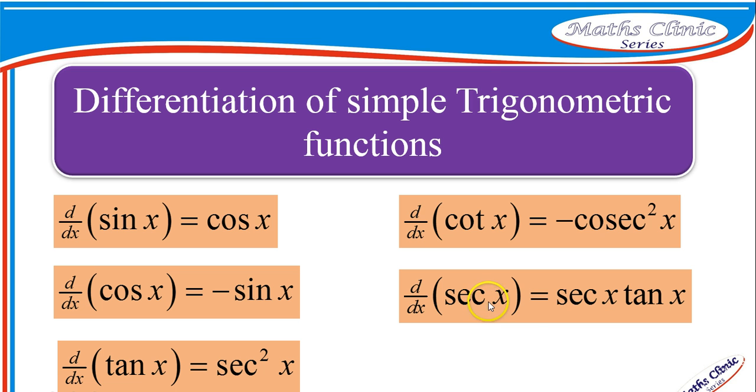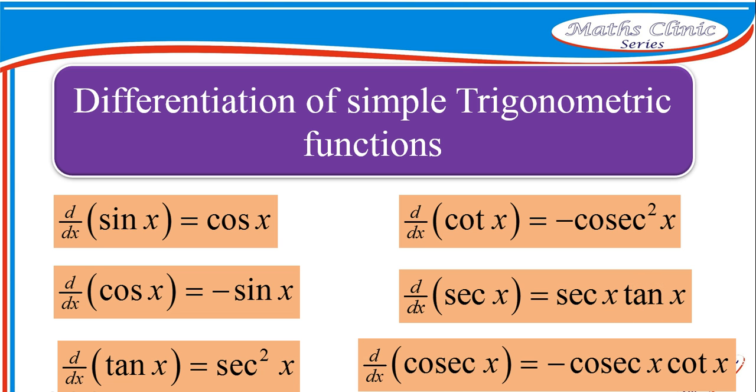If you differentiate sec x, the result will be sec x tan x. And finally, if you differentiate cosec x, you get negative cosec x cot x. We'll prove one of the ratios, maybe sine x or cos x, to see whether it really is true. We use the first principle to differentiate sine x to see whether we get cos x. I'll do only one, then you use it as an example to do the rest if you wish.